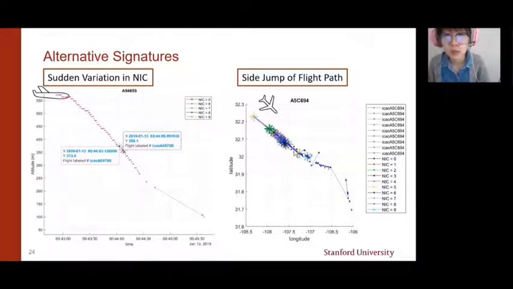The second type is a jump of the flight path. Here is a top view of the flight path on the 3D plot. The aircraft not only has sudden variation in NIC value, but at some point it also starts to have latitude and longitude values scattering around the map. This type of jump of the flight path is another type of non-standard flight we often see. Later on, we'll try to figure out the main cause of those behaviors.